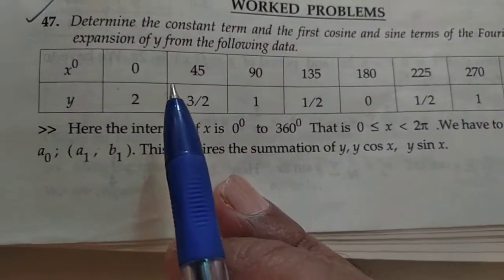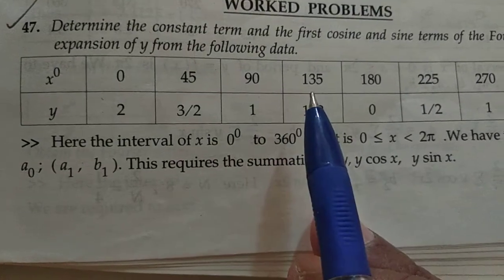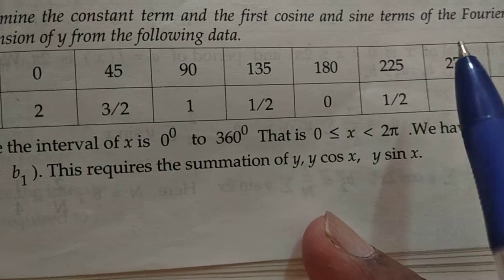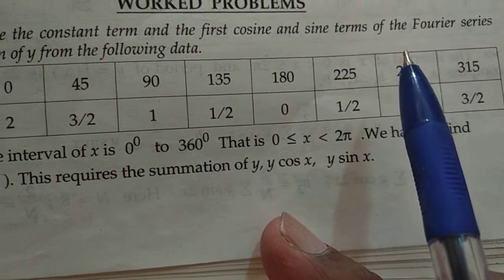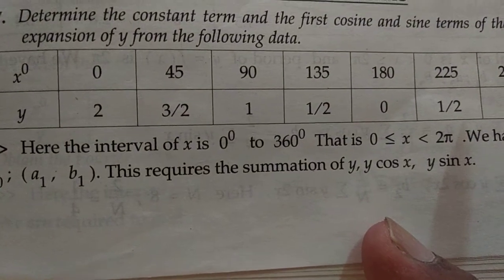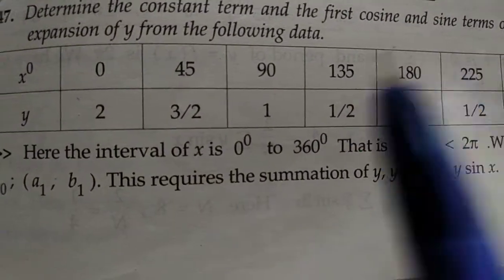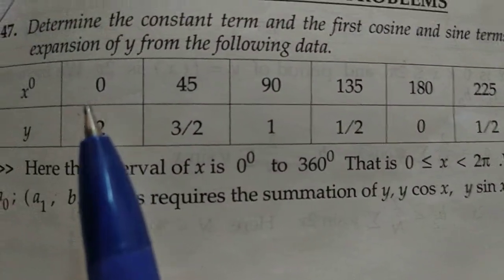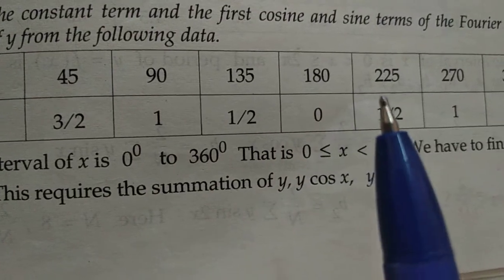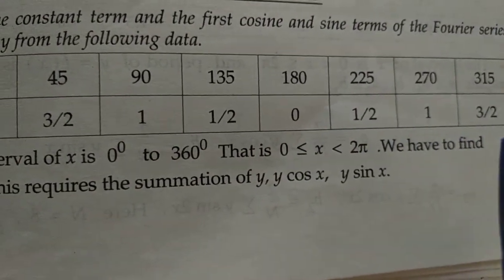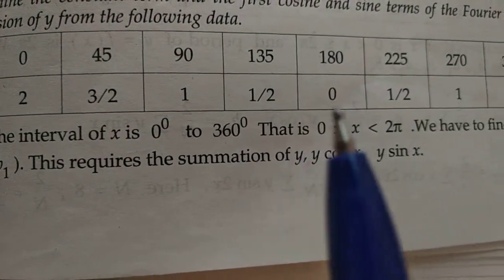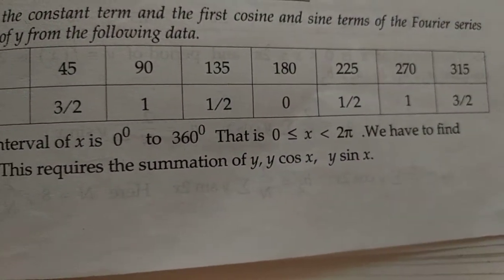Question: determine the constant term and the first cosine and sine terms of the Fourier series expansion of y from the following table. Here x is given in degrees: 0, 45, 90, 135, 180, 225, 270 and 315, and the corresponding y values are given: 2, 3 by 2, 1, 1 by 2, 0, 1 by 2, 1 and 3 by 2.